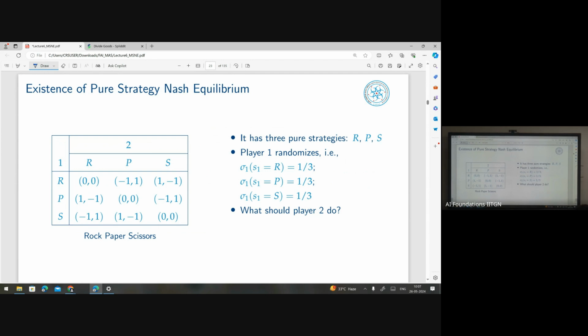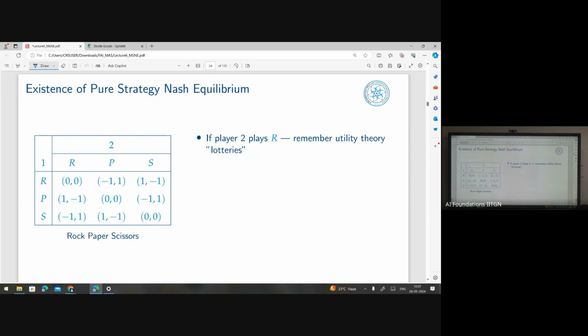Let's say player 2 plays R consistently. Now player 1 is randomized. Player 2 plays R. So what is the utility that player 2 will get? If you remember utility theory, I guess not. If there is a probability with which it is being offered these 3 outcomes, there are 3 outcomes. Since player 2 is fixing R and player 1 is randomizing between these 3, player 2 is getting these 3 outcomes with 1/3 probability each. Okay? So what is the utility for player 2?